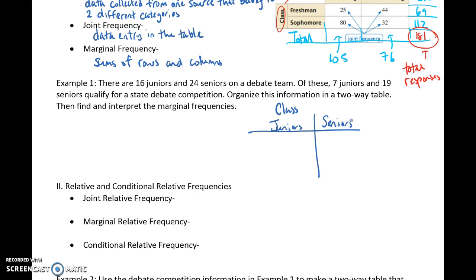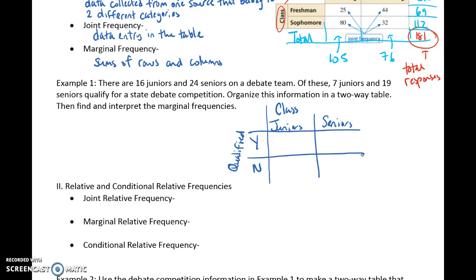But then there should be another set of information. So what are these juniors and seniors doing? Well, if you look, they're qualifying for a debate competition. So maybe that should be my second category. So they qualify either yes or no. So that would be my two-way table. All right. So I'm going to find this first, and then we can go through and figure out your marginal frequencies.